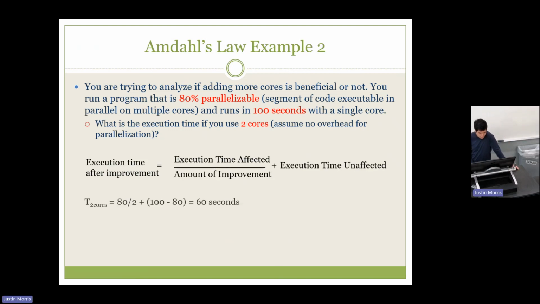So same equation, right? We have 80 seconds that's parallelizable, 20 seconds that's not. We have 2 cores and no overhead. So we can have 40 seconds on one core and 40 seconds on the other core, at the same time. So overall, this will become 40 seconds plus 20, which is 60 seconds.